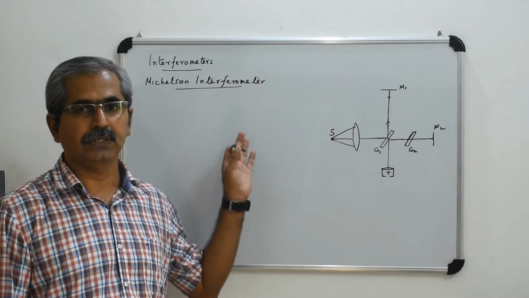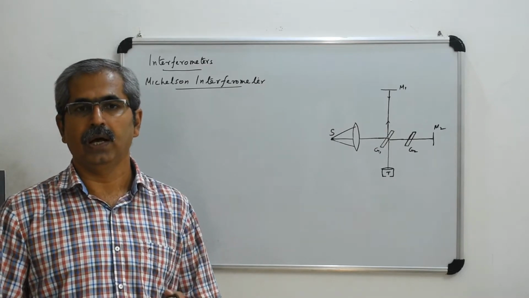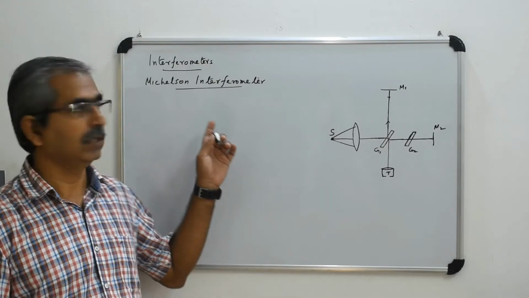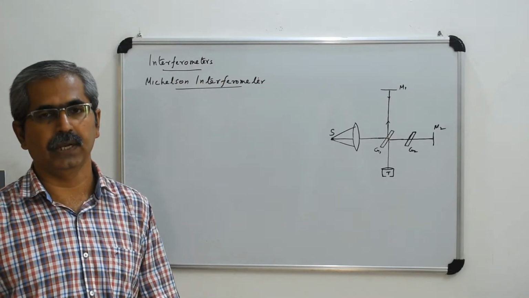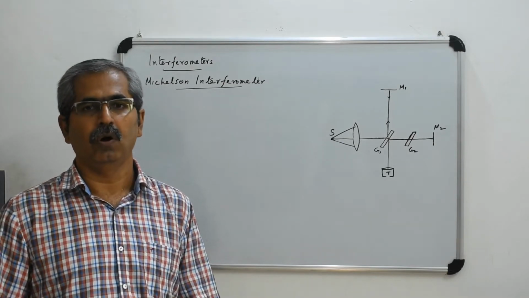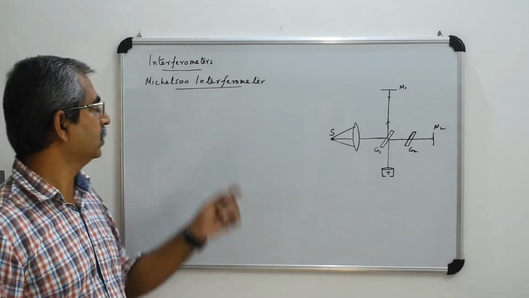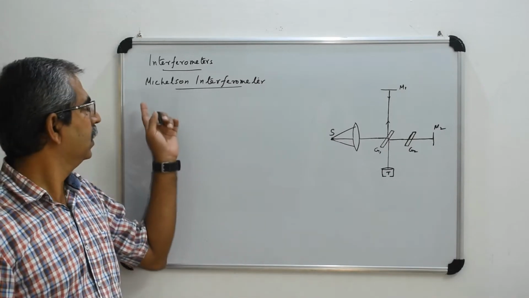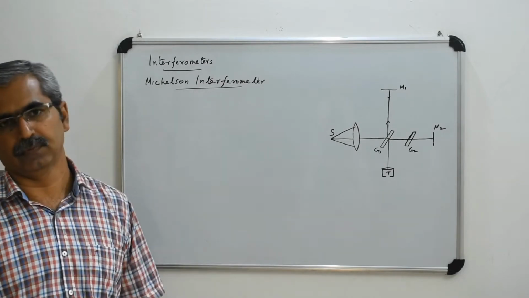We know that interference depends upon the wavelength of the light that is used and also the path difference. So using these two properties, we can use interferometers to measure the wavelength of the light that is used, or the thickness of a given sample, or the refractive index of the given material. These are the applications of interferometers. There are different types of interferometers, and in our syllabus we are given the Michelson interferometer.